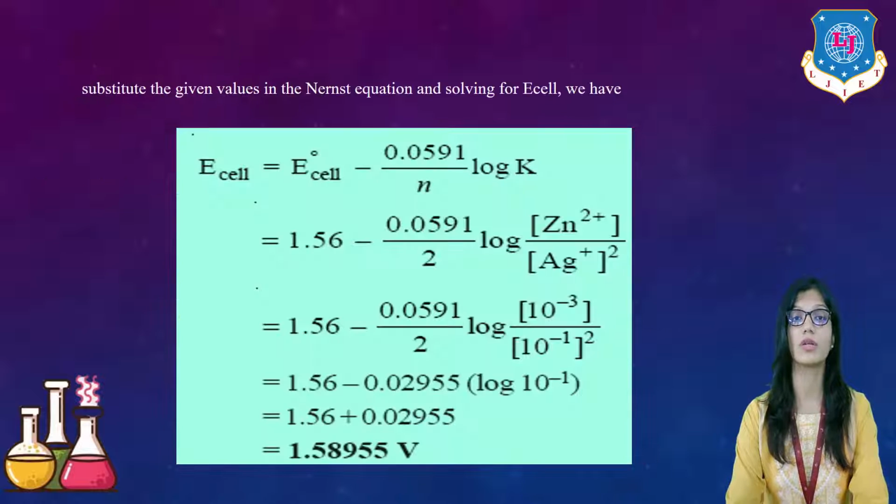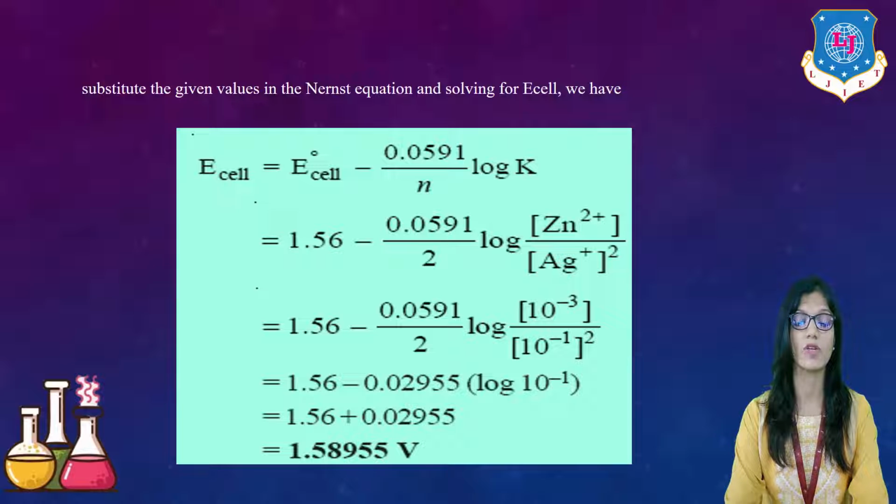Substitute the given values in the Nernst equation. E cell is equal to E0 cell minus 0.0591 divided by n into log K. So the value of E0 cell is 1.56 minus 0.0591 divided by 2 into log of the concentration of Zn2+ divided by the concentration of Ag+ raised to 2. If we put all the values there, 1.56 minus 0.0591 divided by 2 into log of 10 raised to minus 3 divided by 10 raised to minus 1, whole raised to 2.